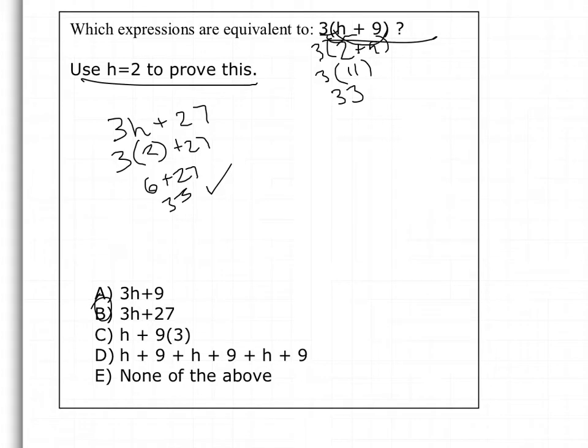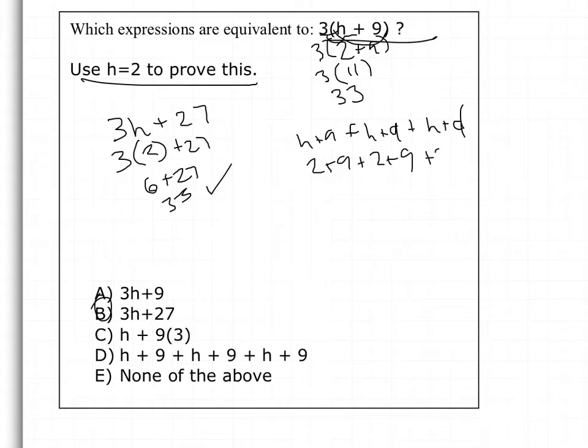We also know that this could be 3 groups of h plus 9, which could be h plus 9 plus h plus 9 plus h plus 9. So again, plugging in 2, this is 2 plus 9 plus 2 plus 9 plus 2 plus 9. And this is 11, 11, and 11. We can see that relationship between the 3 times 11 upstairs and the problem above. So this is 33, and that's this answer down here.